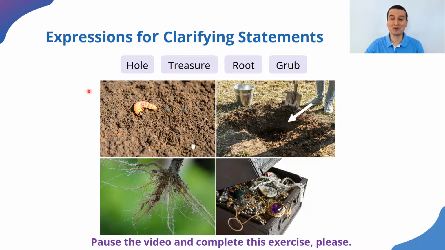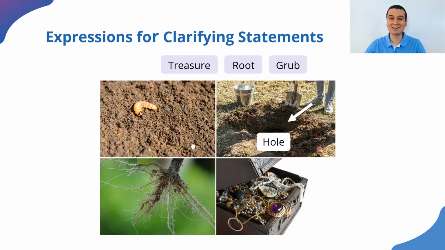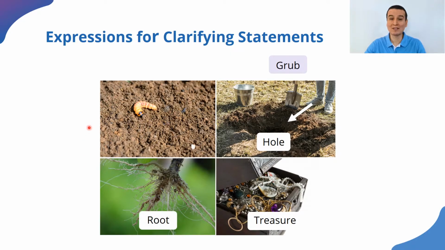All right, so what's this? This is a hole, yes? What do you call this? Treasure, huh? What do you call this part of the tree? Root. And what is this? Larva, a beetle larva? It's called a grub. They appear in the comic strip that we are going to read.